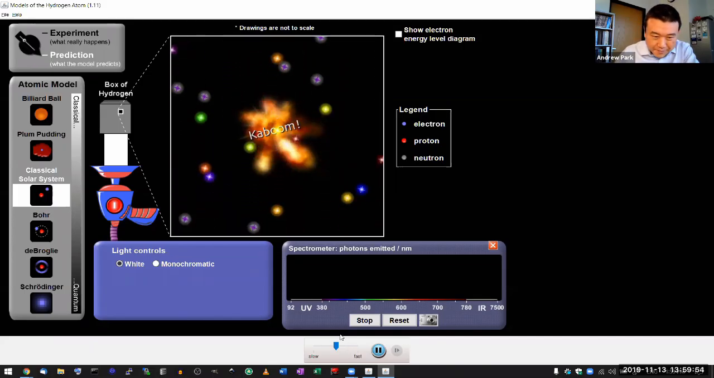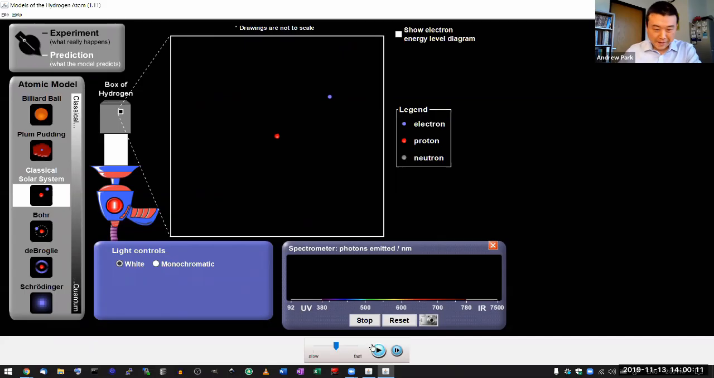Okay, let me stop the simulation. I paused the simulation. Let me make the simulation super slow. When you start the simulation, this is what you are seeing. You have a proton, that's the atomic nucleus for the hydrogen atom, and you have an electron that's going to be in orbit. And it just ends up losing orbit super quickly.